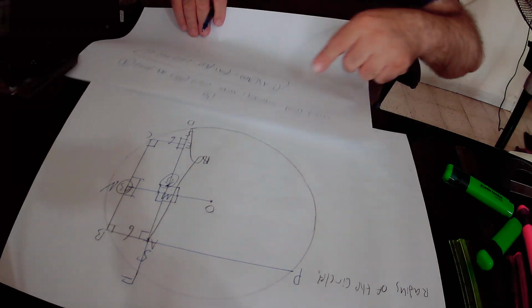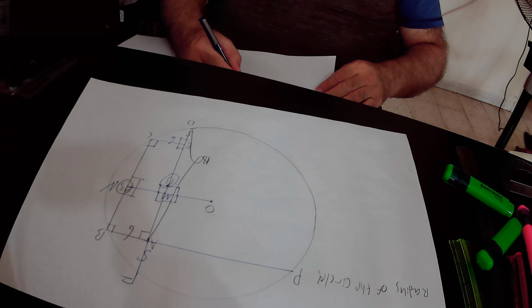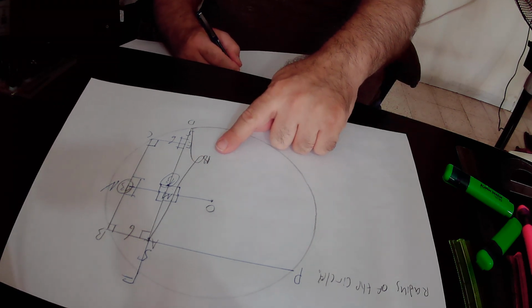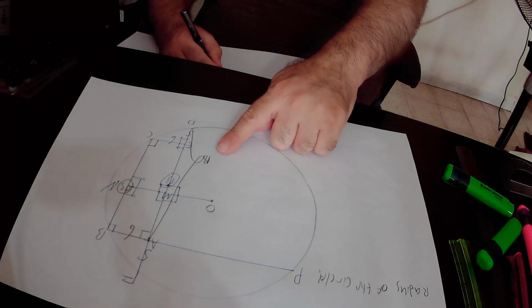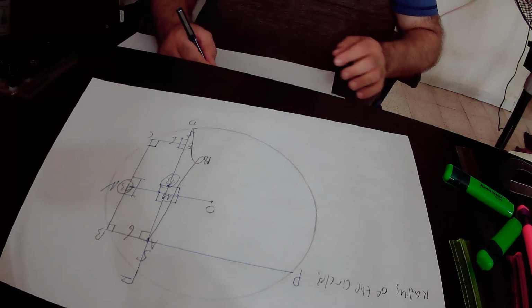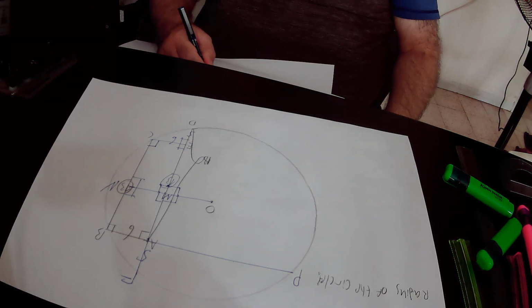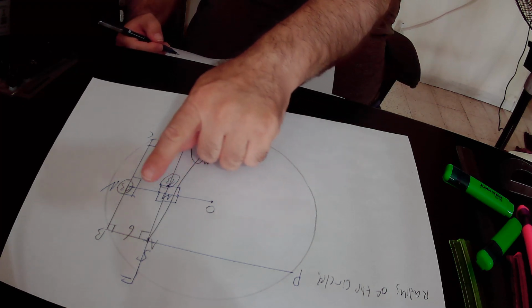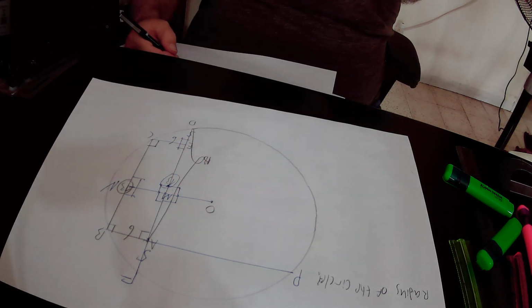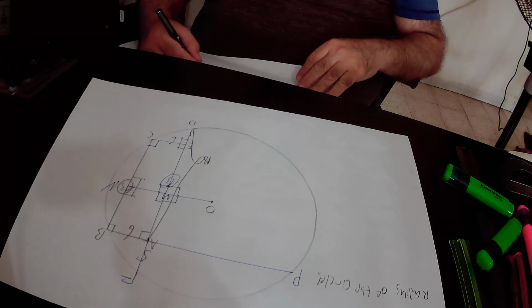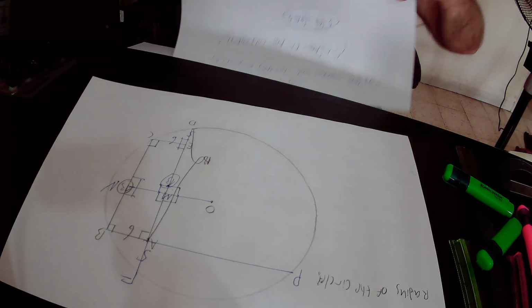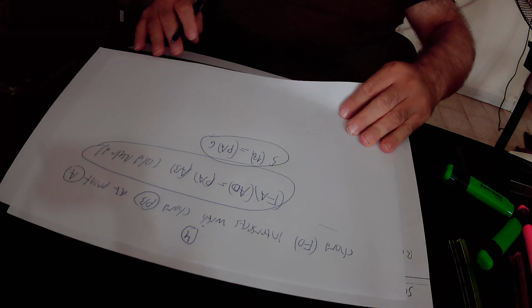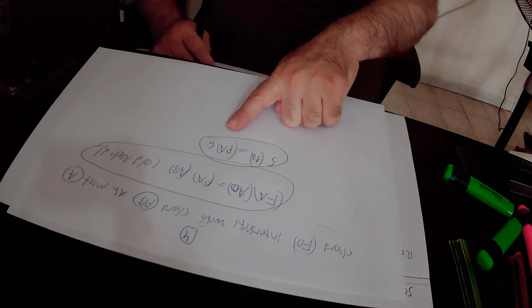FA equals to 5 units, AD equals to 18 units according to what is given in the question. PA is the missing segment, so we will leave it as it is. And finally, AB equals to 6 units, so we substitute AB by 6. In conclusion, we found out that 5 times 18 equals to PA times 6.